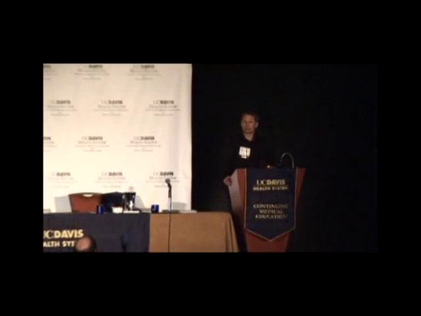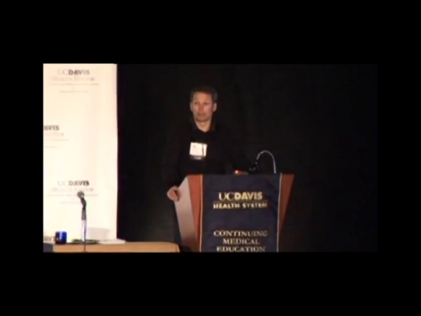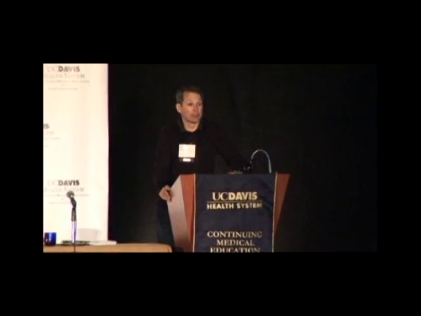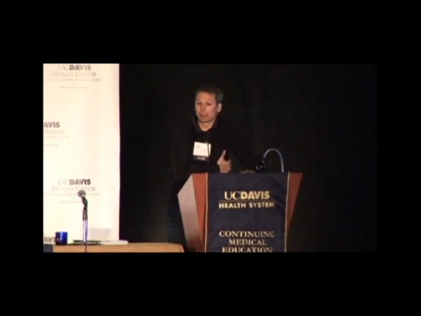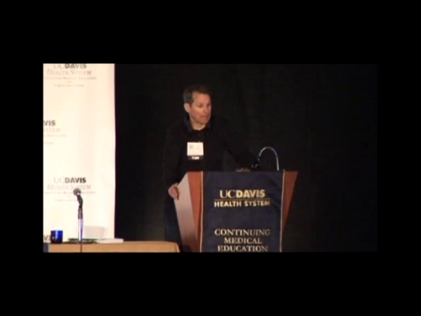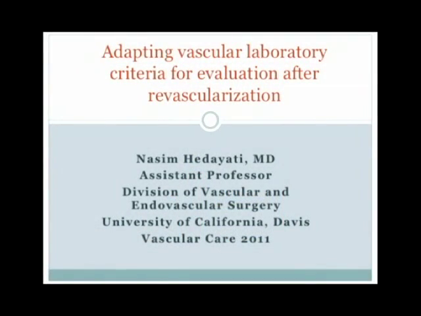Those of us who do interventions on branches of the aorta know that it's very difficult to monitor those reconstructions afterwards. The typical vascular lab criteria we use to evaluate the native arteries don't seem to hold up after you've done a bypass or put a stent in the aortic branches. So Nasim Hedayati, another member of our vascular surgery faculty, is going to discuss some ways to try to solve the surveillance after aortic branch reconstruction.